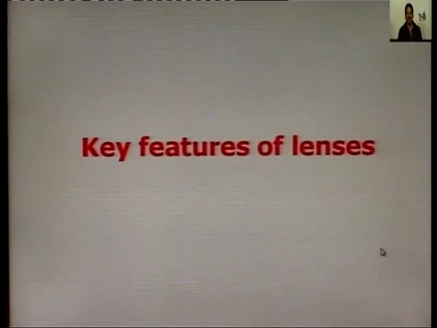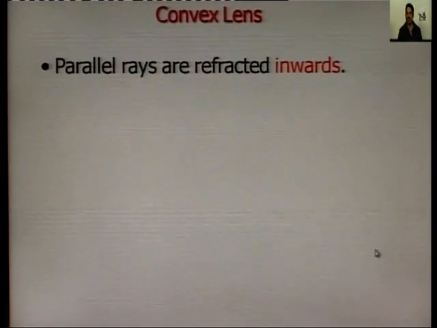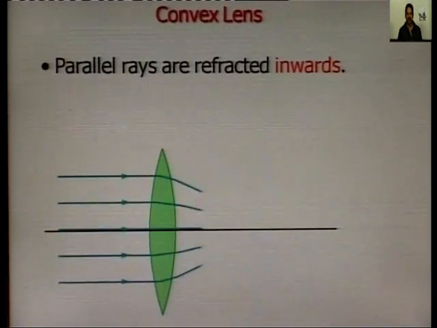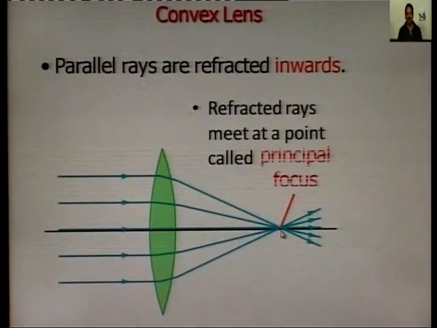Key features of lenses. Let us discuss key features of convex lens. Parallel rays are refracted inwards by a convex lens. So, these parallel rays of light, as we have already discussed, meet at a point, and this point where these rays of light meet is called the principal focus of this lens.